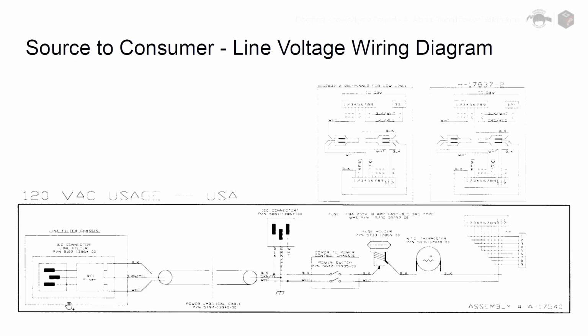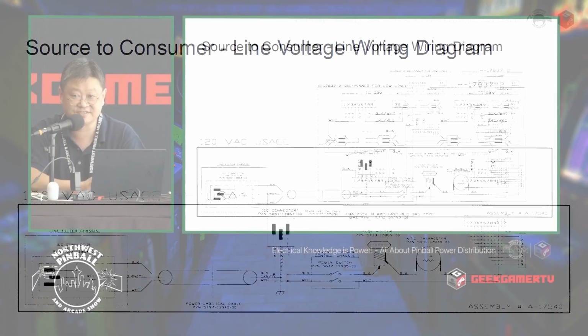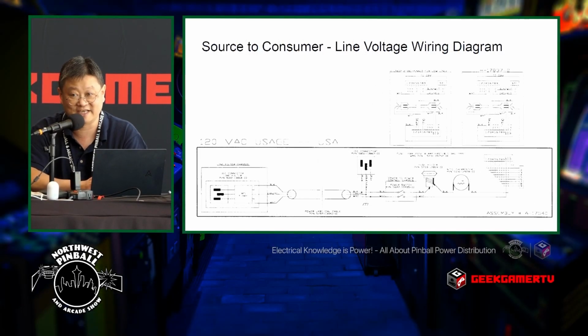They typically go through a line filter, and this is from a later WPC machine. Williams did change between early and late, but the elements of the components are still the same. The order in which they did it is different. So the line filter might be placed further on, after the switch, before the switch. Again, consult the wiring diagram, but the principle is still the same.